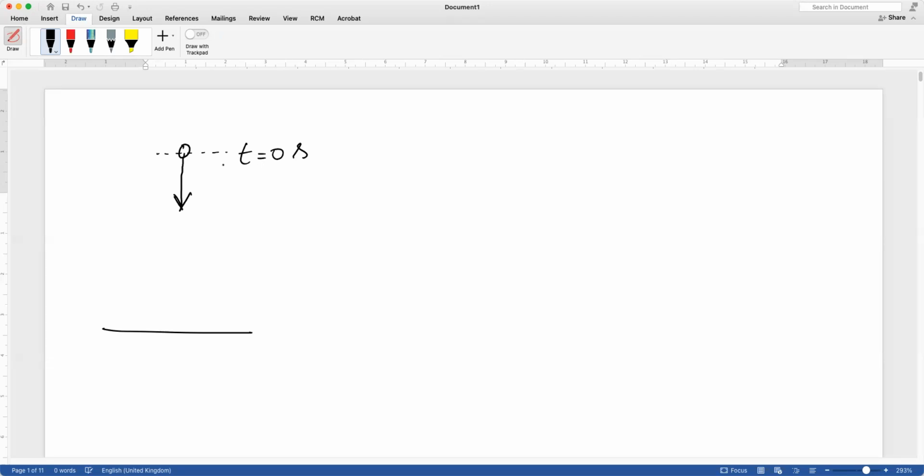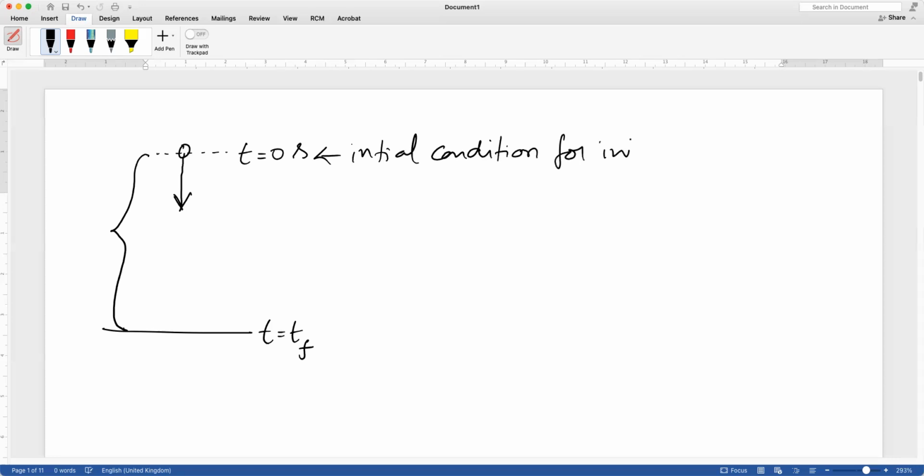So what else do we know at time t equal to 0? Let's say there is a height here. That is another piece of information we know. Let's say it starts at time t equal to 0 seconds, and takes t equal to t final. This is the initial condition for the independent variable, because time is always varying.